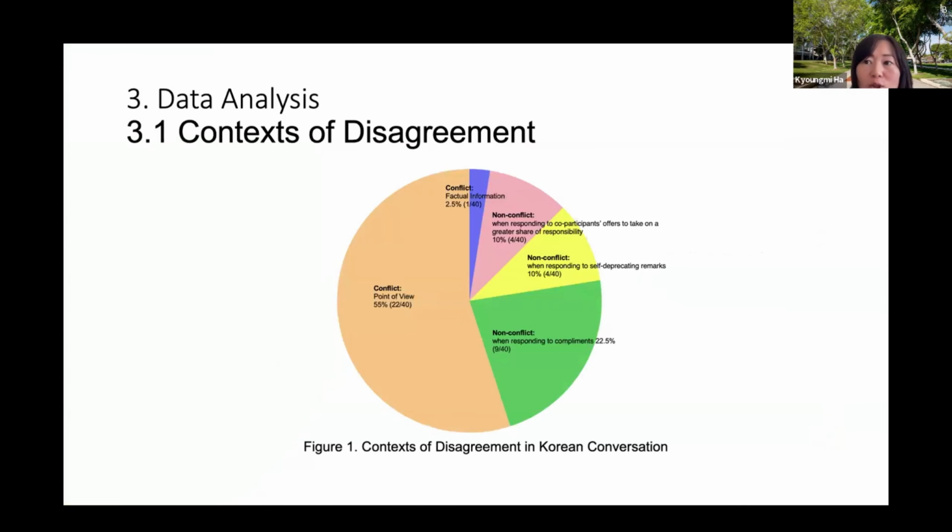So I'm going to show you the quantitative result first. As we saw in the data section, we found 40 instances of disagreement from the 12 hours of Korean conversation. Out of the 40 instances, 22 instances of disagreement occurred in the context of conflict. Most of them were about different points of view. There was one instance where they were trying to find out what's right, so it was about factual information, and they were negotiating the factual information.